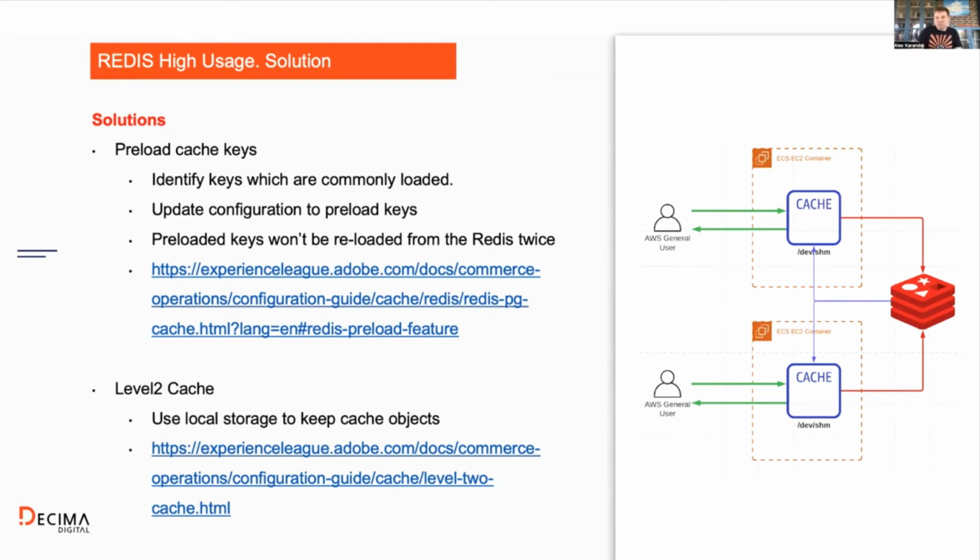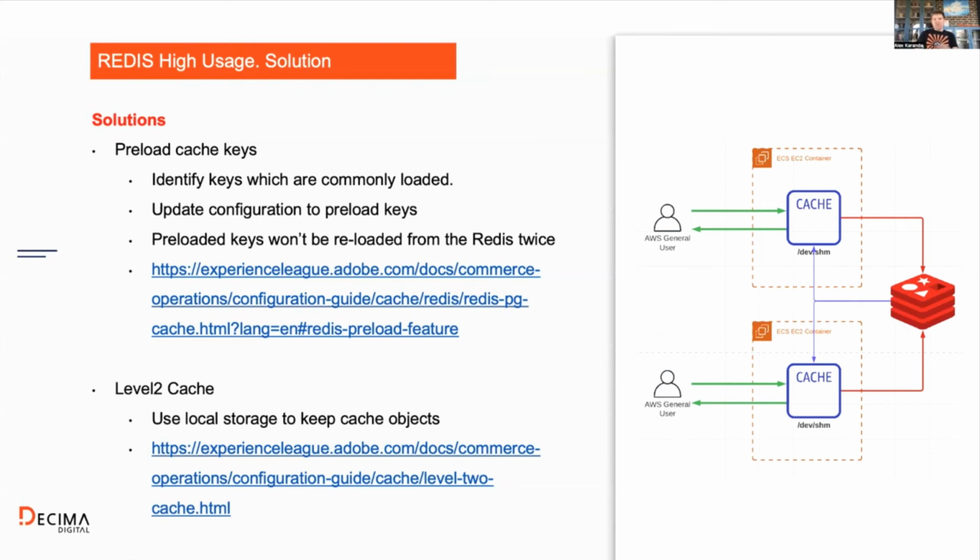Another solution which Adobe is offering is the level 2 cache. It's quite a questionable solution, to be honest. Adobe is positioning it as a solution which might significantly reduce Redis traffic. The idea is to leverage dev local shared memory to keep all cache information.